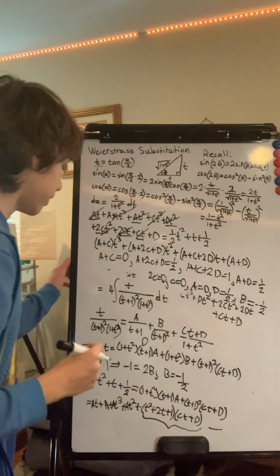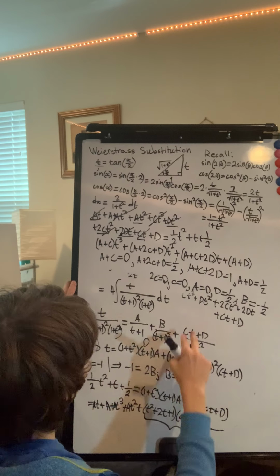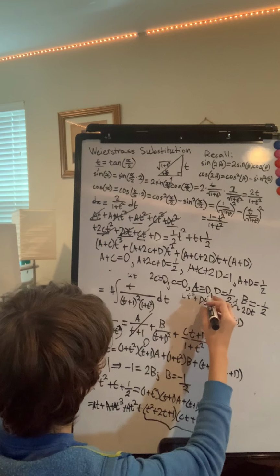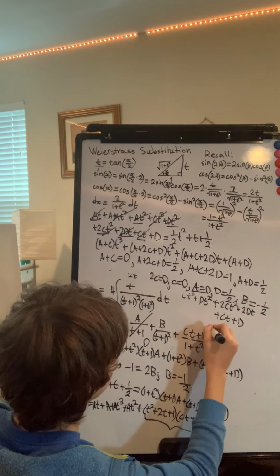Now we just plug it back into our partial fraction decomposition. Okay, so A is 0, so this term cancels. Let's see what else is 0. C is 0. So we're just left with 1.